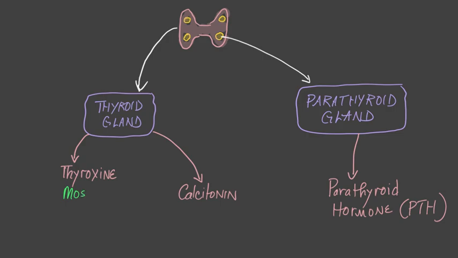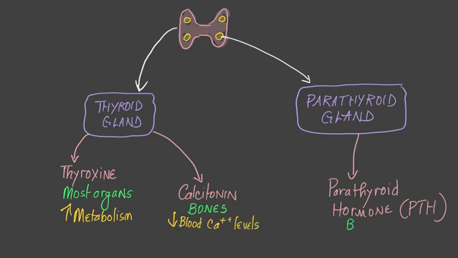Now for the target organs. Thyroxine acts on most organs in the body and it raises our metabolic rate. Calcitonin acts on bones and its job is to lower blood calcium levels. Parathyroid hormone acts both on the bones and the kidneys and it raises the blood calcium levels. Notice how calcitonin and PTH work opposite to each other. They work antagonistically to each other.